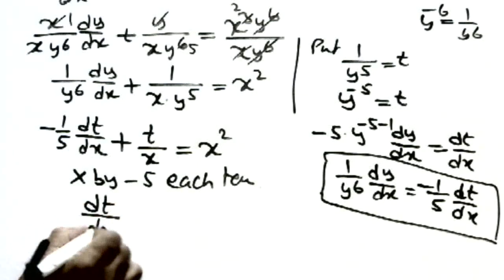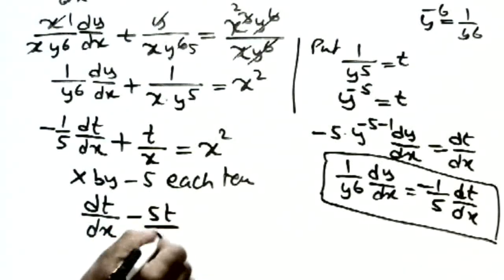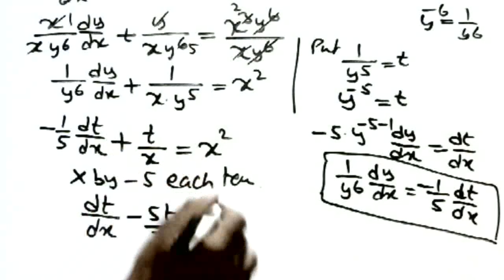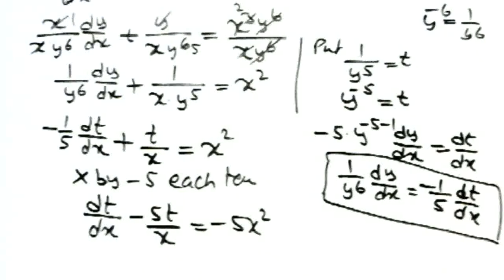So what is left here? We are left with dt by dx. If we multiply with minus 5, it will be minus 5t by x. If we multiply with minus 5, it will be minus 5x square.